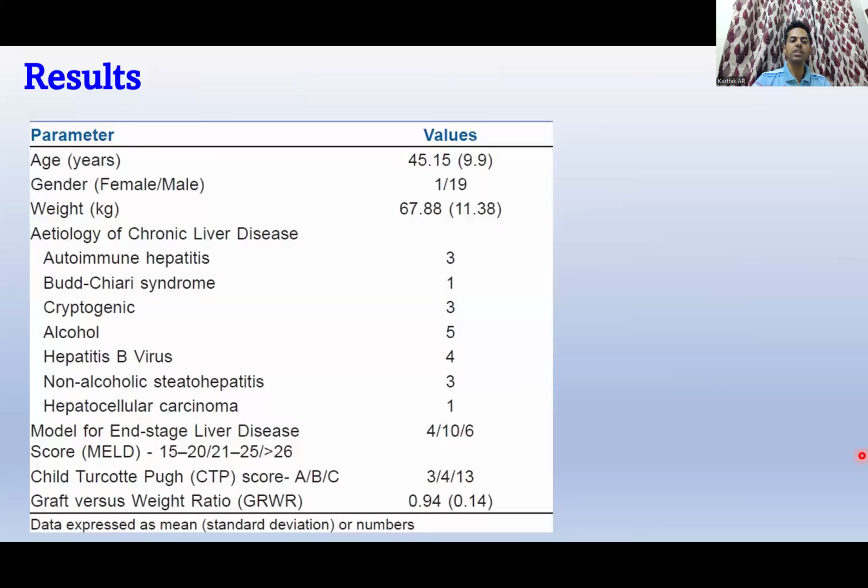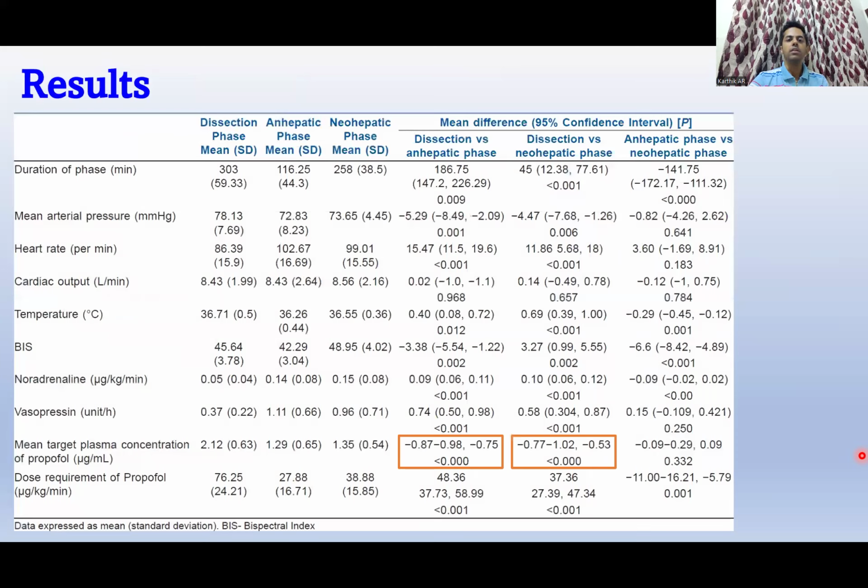So the results were presented as the demographic parameters in this table, showing the age, gender, weight, etiology of chronic liver disease, MELD scores, CTP scores, and GRWR values. The intraoperative parameters were shown in this results table, which included the duration of phase, mean arterial pressure, heart rate, cardiac output, temperature, BIS values, noradrenaline requirement, vasopressin requirement, mean target plasma concentration of propofol, and dose requirement of propofol.